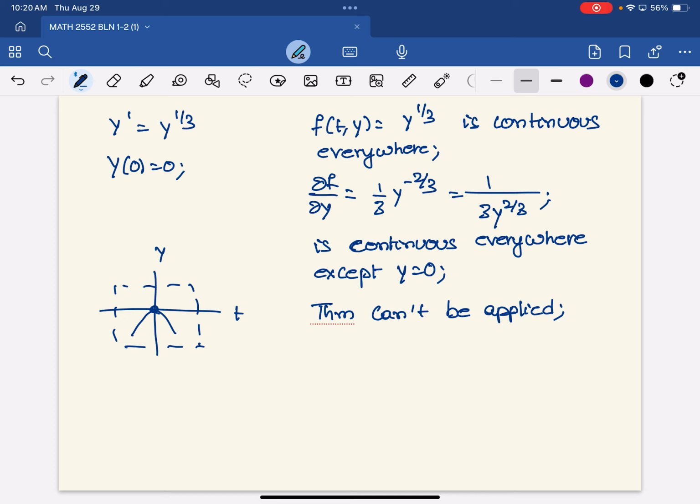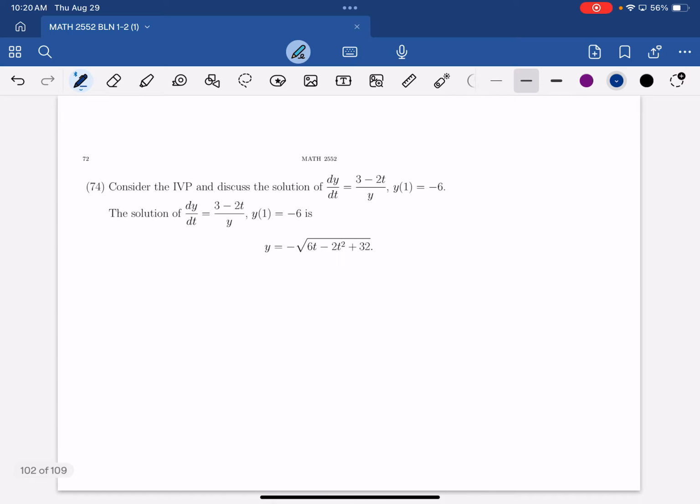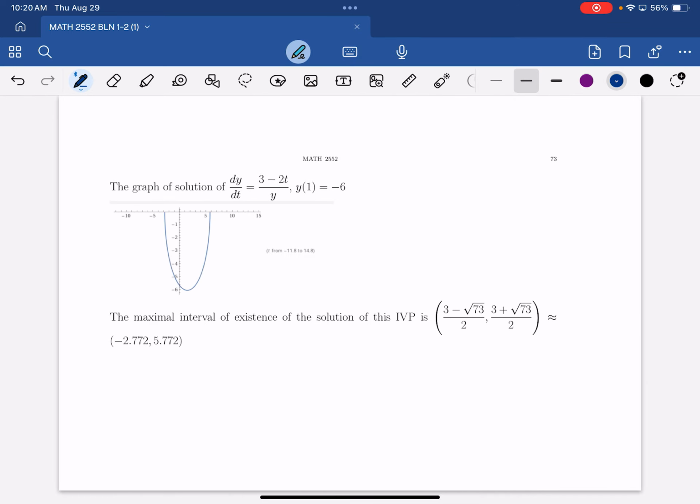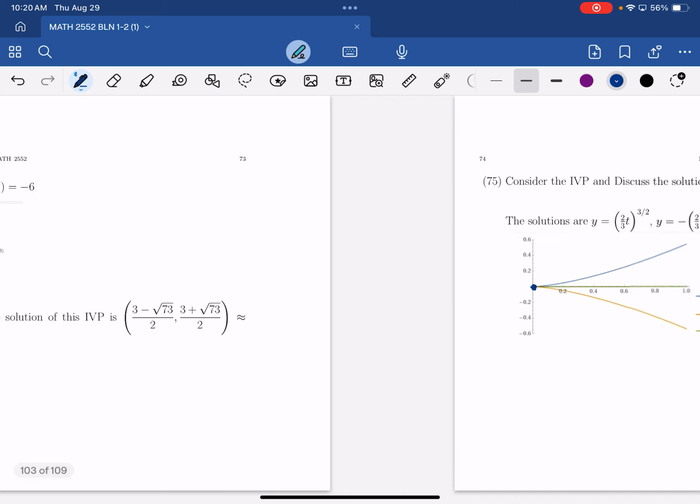It would be like the previous problem. Because you see, in the previous problem, you had a continuous function and a continuous partial derivative, so you were guaranteed a solution over the entire bottom half of the plane, but your solution ended up existing only in a certain interval. And that would end up being a nice continuous function. That's how it would turn out. Make sense?